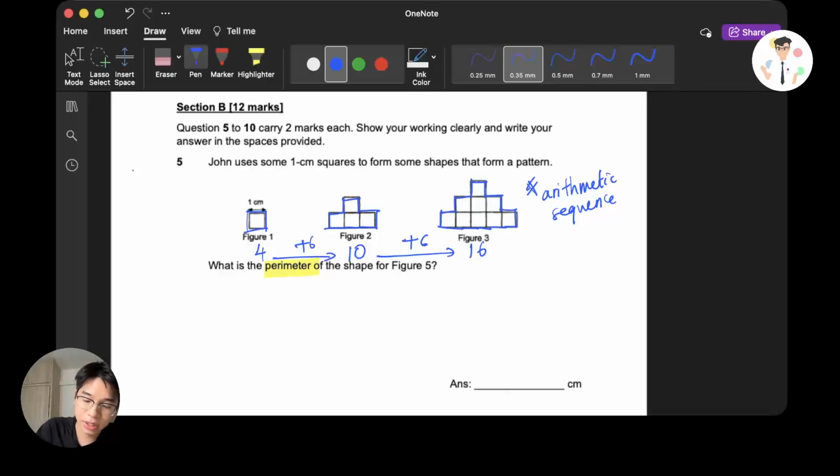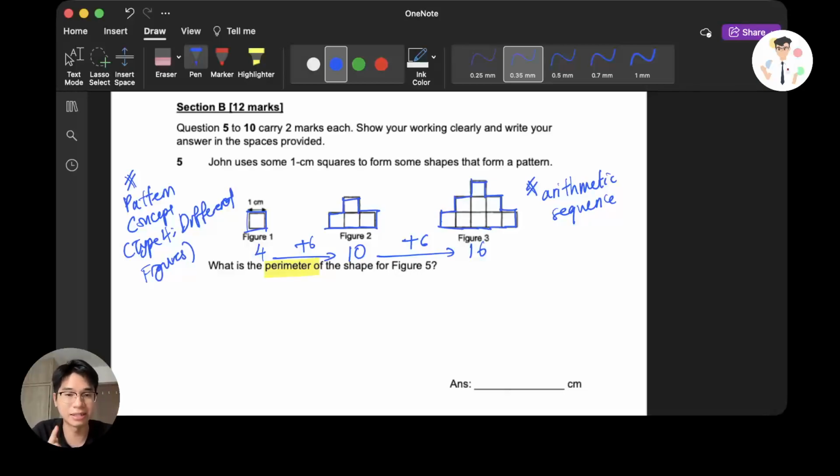So this is actually what I'm trying to test you, the pattern concept, and this is type 4, the different figures. But this is the easier version. But of course, many of you did not read the questions carefully. That is the problem. So if you know plus 6, of course you know figure 4, figure 5, it will be plus 6, then plus another 6. So in simple, it's just 16 plus 6, which is 22, and then 28. That's all, and you are done.